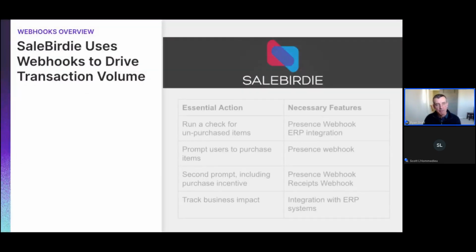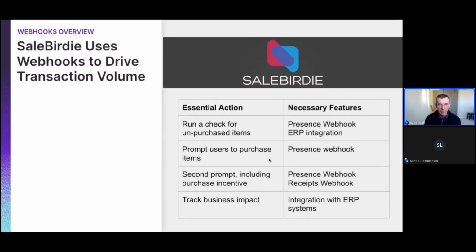And so they've got a few steps here that they need to do. So first of all, they need to know when someone's online or logs into their app, flips their app on their phone. So they do that with the Presence webhook. CometChat sends that presence to SaleBirdie, and SaleBirdie then runs a check for unpurchased items in that user's cart. In the event that there are unpurchased items there, SaleBirdie can send a prompt to users to purchase those items.